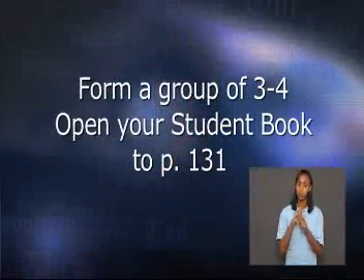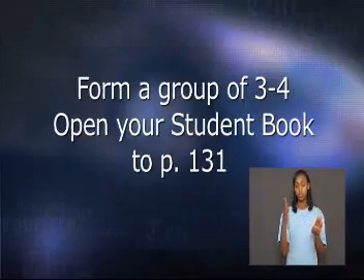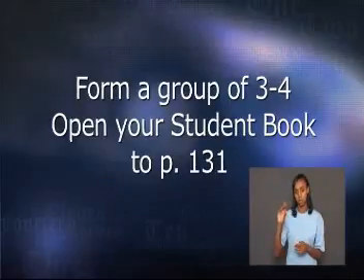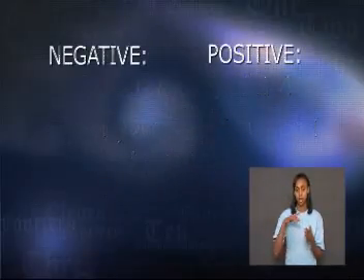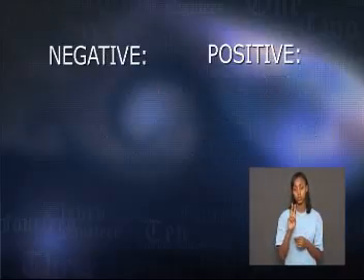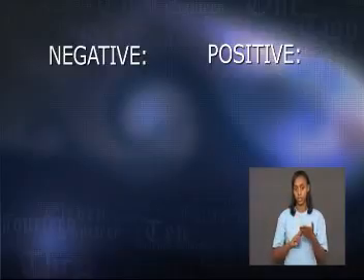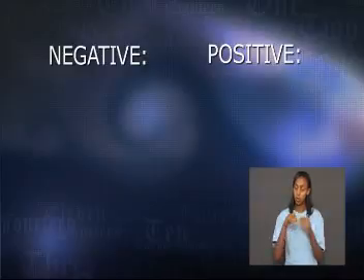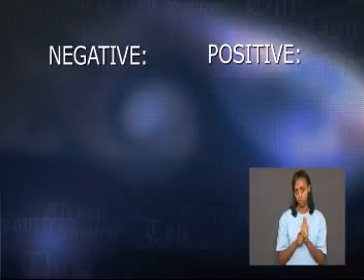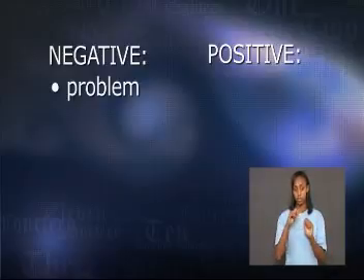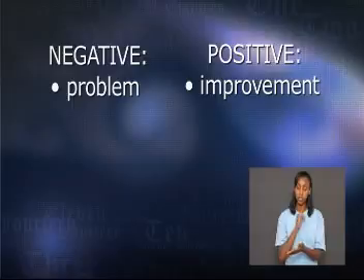Please form groups of 3 or 4 and open your student books to page 131. At the bottom of the page, you will see 2 reading texts. Read each of the texts and list all of the negative and positive words in each one. For example, the word problem is negative and the word improvement is positive. When you have finished, discuss any other ideas that your group might add to each passage. Get started on this now, and I will see you in a few minutes.